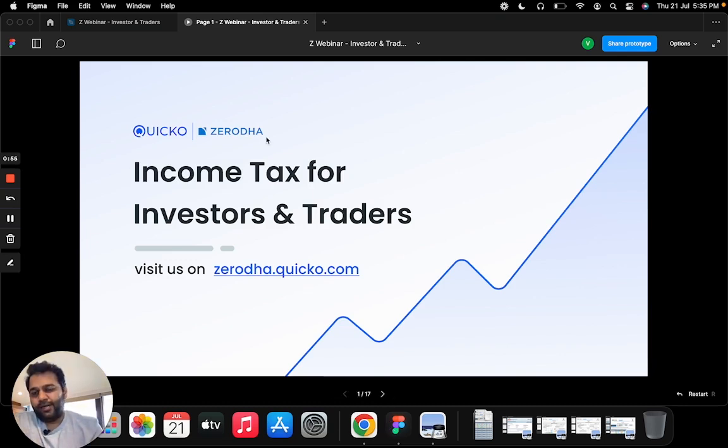So I'm going to broadly cover three topics. I'm going to talk about income tax on investing and trading activity. We're also going to talk about some tax documents. There's a lot of curiosity, as the income tax department introduces a lot of new tax documents. And finally, I'm going to show you how you can file your income tax return. We'll try to keep it very crisp so that you stay engaged and hopefully you learn and take away a few things from this video.